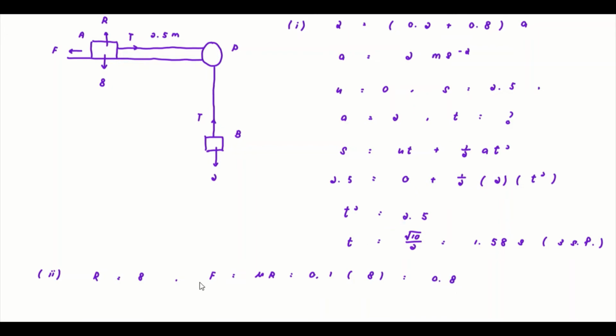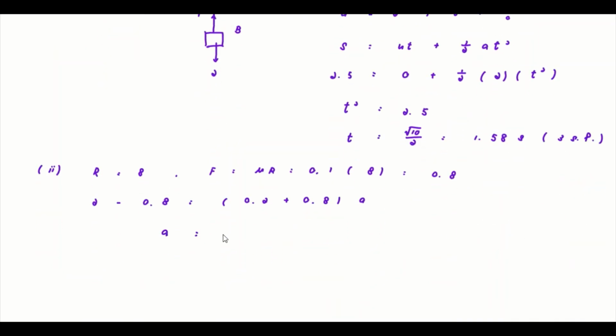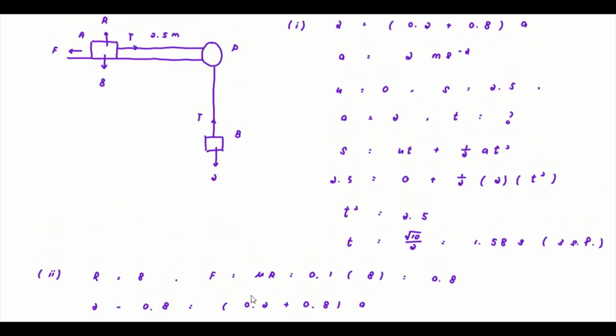Okay, so now let's put them in a combined system, then we try to solve it. We have 2 minus the frictional force, which is 0.8, equal to the total mass, 0.2 plus 0.8, times the acceleration. A is 1.2. You should realize that the A here will be a smaller answer compared to part 1, because friction opposes the motion. If you get a bigger number than in part 1, then that's something you need to check.